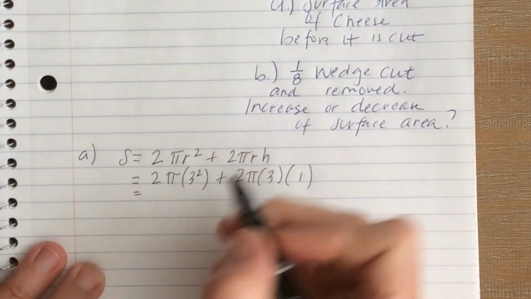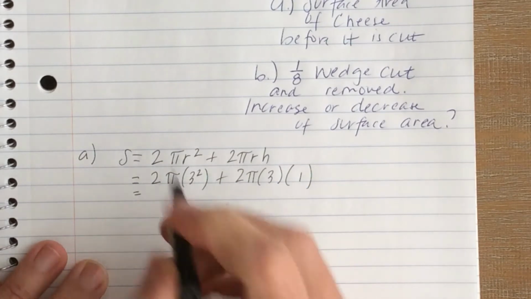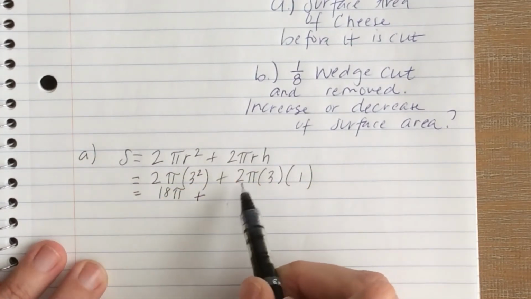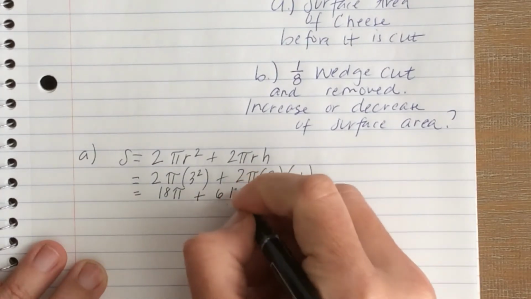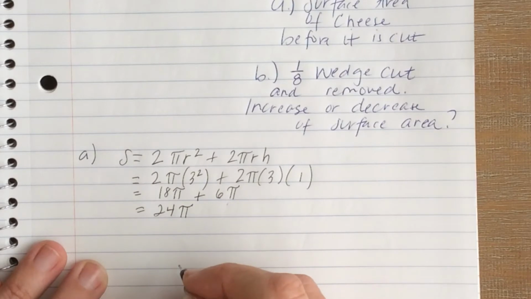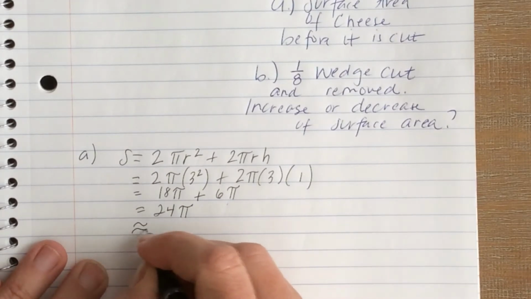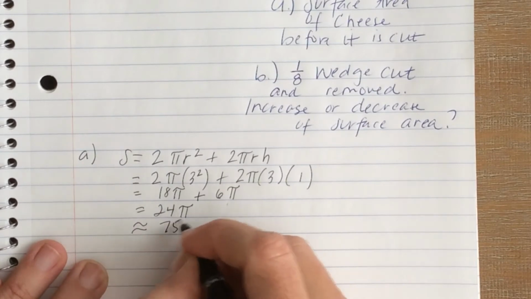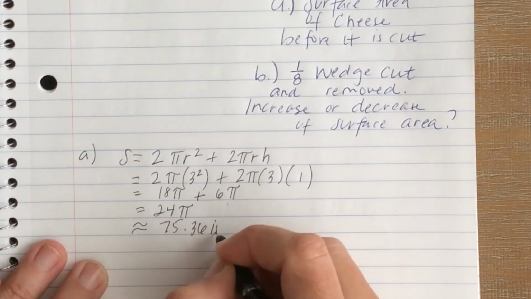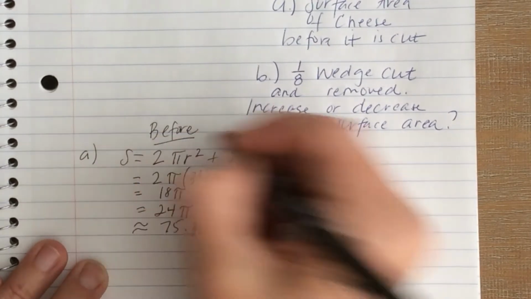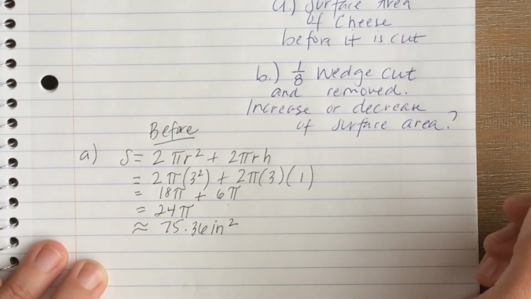Simplify this expression out. 3 squared is 9. 9 times 2 is 18, so 18 pi. Plus 2 times 3 times 1 is 6 pi. That's equal to 24 pi. So the surface area of this wheel of cheese is approximately 75.36 inches squared. And this is before they cut the cheese.